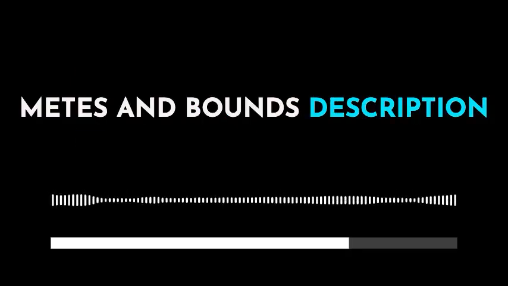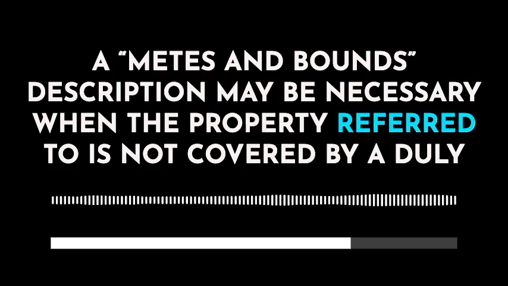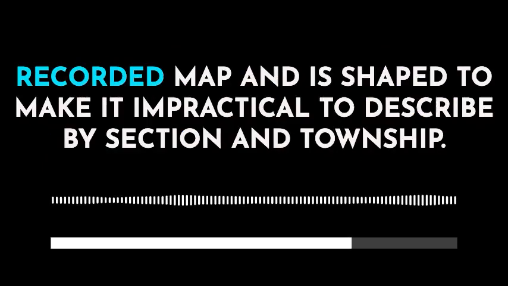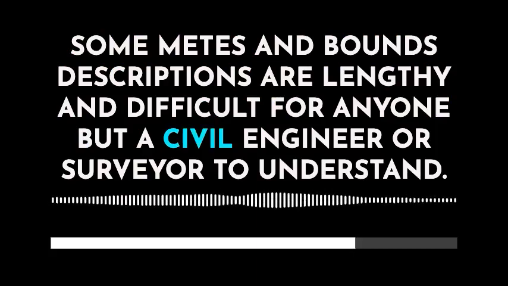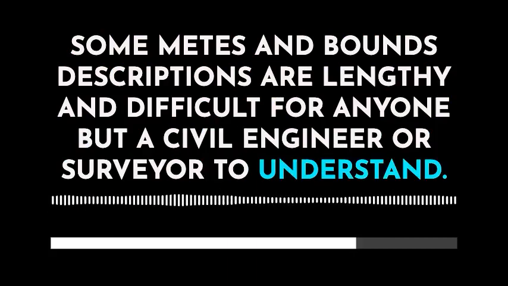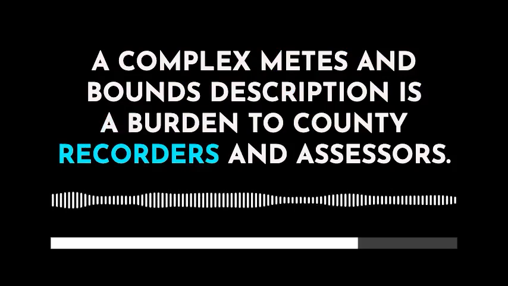Metes and bounds description. A metes and bounds description may be necessary when the property referred to is not covered by a duly recorded map and is shaped to make it impractical to describe by section and township. Some metes and bounds descriptions are lengthy and difficult for anyone but a civil engineer or surveyor to understand. A complex metes and bounds description is a burden to county recorders and assessors.